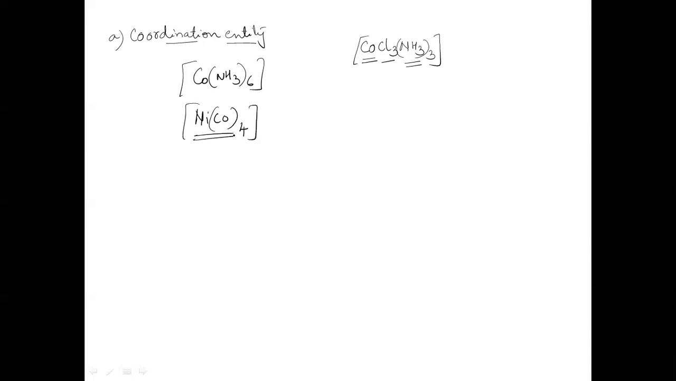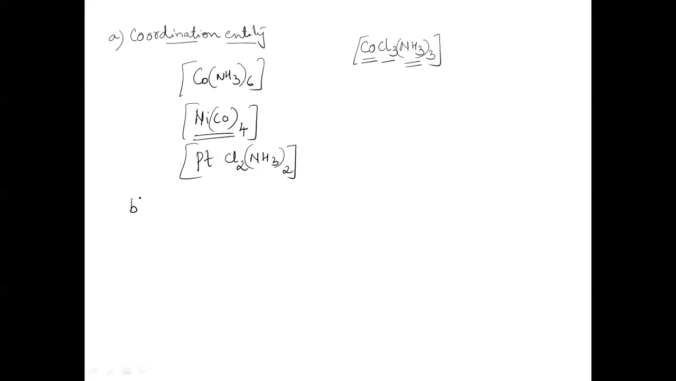Yes, this is a coordination entity, and a few more examples: in this example, a nickel is surrounded by 4 carbonyls, 4 COs here, and platinum here is surrounded by or linked to 2 chloride ions and 2 ammonia molecules which are neutral. So this is the coordination entity.